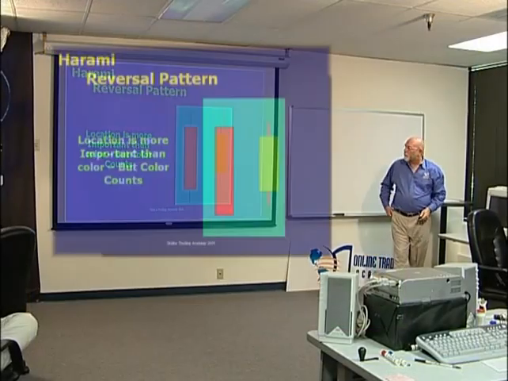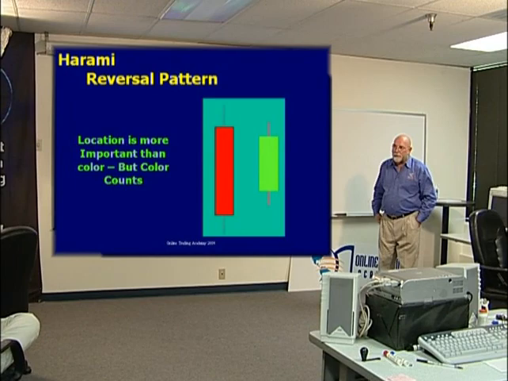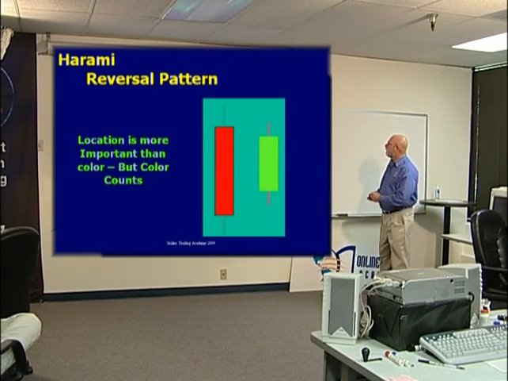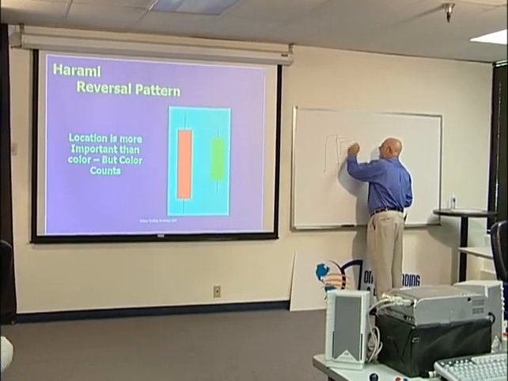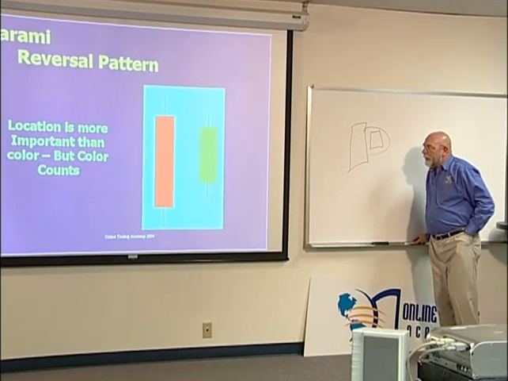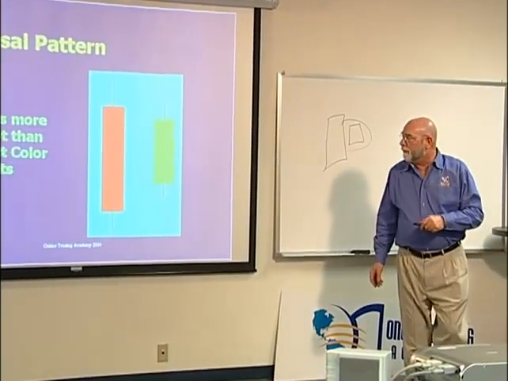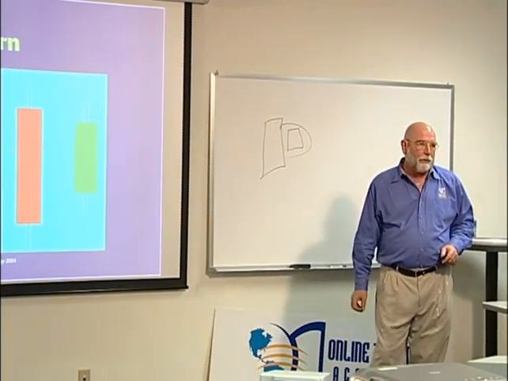The first one up is called a harami. And harami in Japanese means pregnant, okay? And you can see that the big red mother has the little baby in the belly. She's pregnant, okay? As you can see up here, it says color is important, okay, but location is more important.